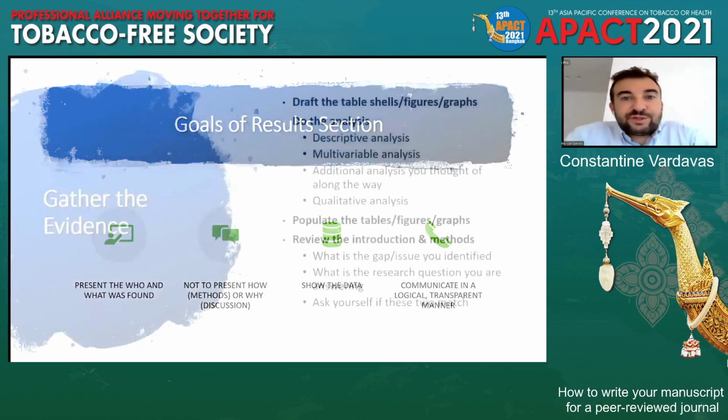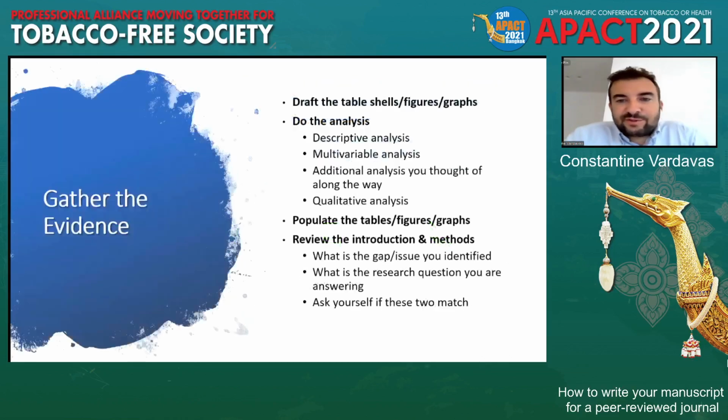As you said, first, what do you do? And this is, again, I would screenshot this slide. First, you must ensure that you have the table shells, the figures and the graphs ready before you write. To write the results, you need your tables. So you have your table shells, you know what you're going to analyze. Then, of course, you either do the analysis yourself if you've got the experience, or you talk to a biostatistician to help you with the analysis.